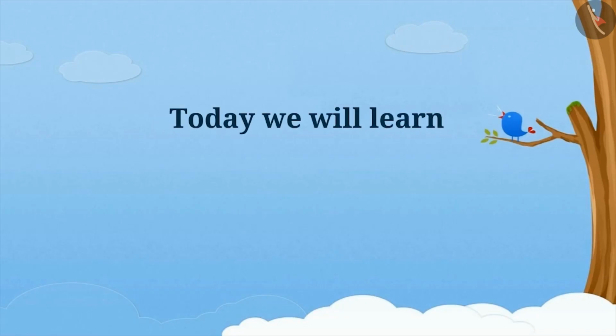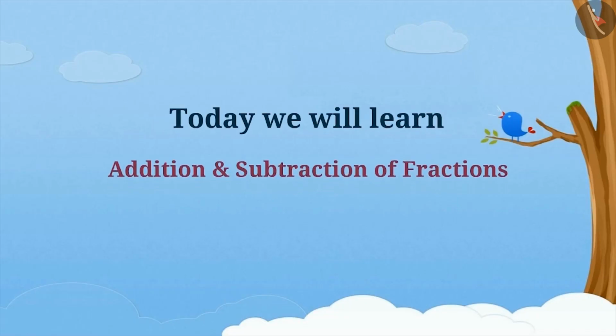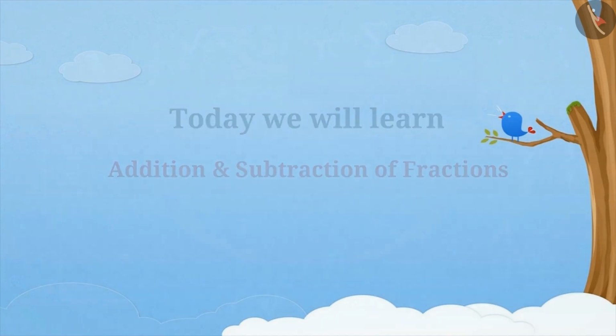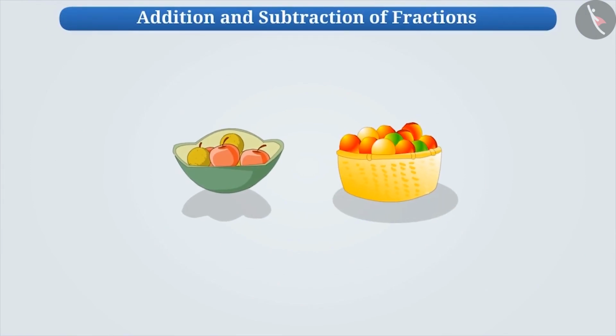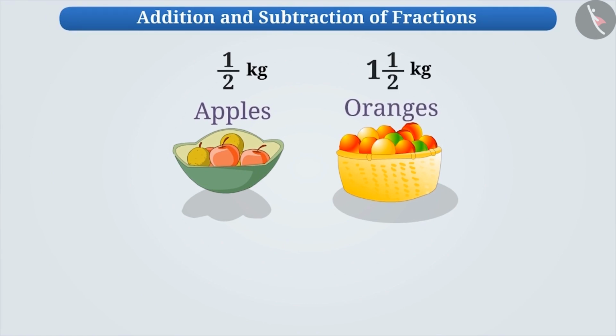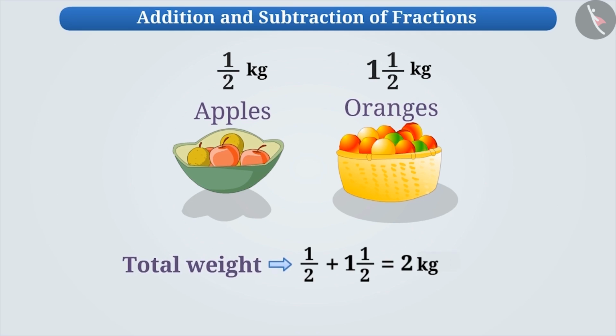Today, we will learn addition and subtraction of fractions. We do addition and subtraction of fractions every day. For example, if you buy half a kg of apples and 1.5 kg of oranges, then the total weight of fruit will be 2 kgs.